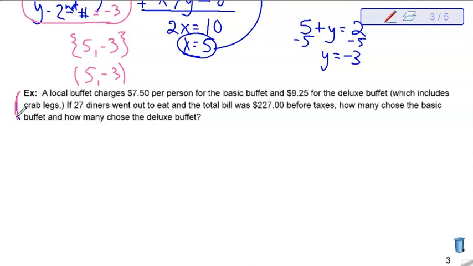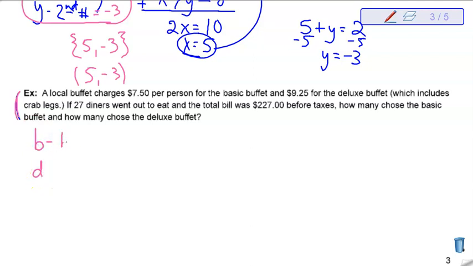If 27 diners went out to eat and the total bill was $227 before taxes, how many chose the basic buffet and how many chose the deluxe buffet? Now, for variables, you can use x, y all day long if you want. Sometimes in math, we like to use letters that designate what we're talking about.